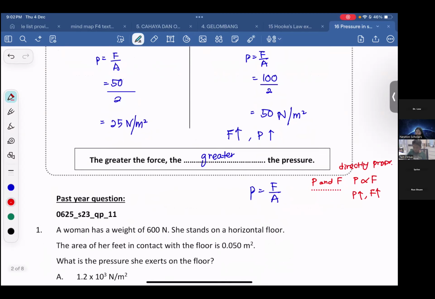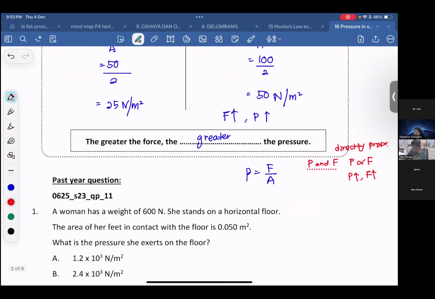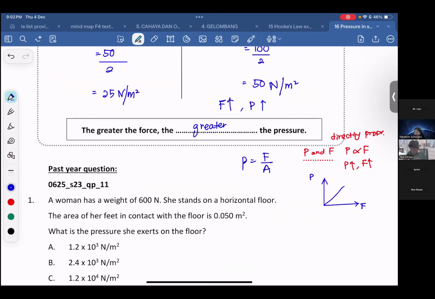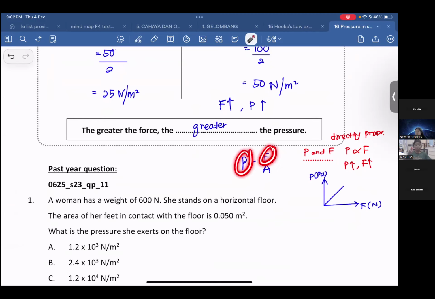Okay, if today the question is asking you about the graph, how does your graph show directly proportional? So this is pressure, this is force. It should be like this. Pressure in Pascal, then force in Newton. So their relationship for the force and pressure is called directly proportional. You increase, I also increase. So side by side, if this value is a big value, of course the final answer will be a big value.